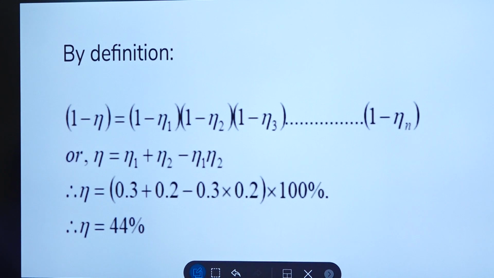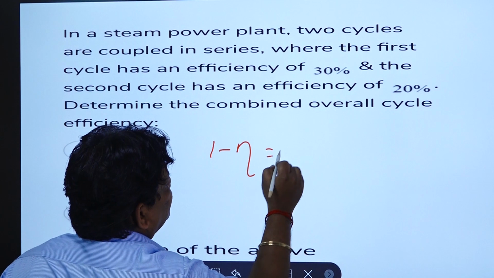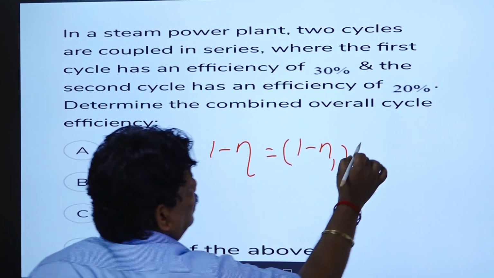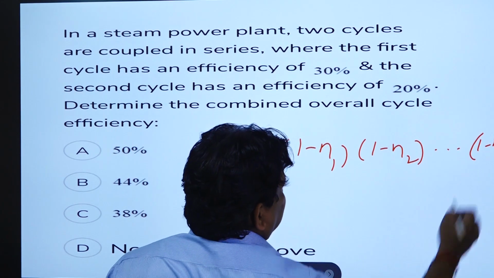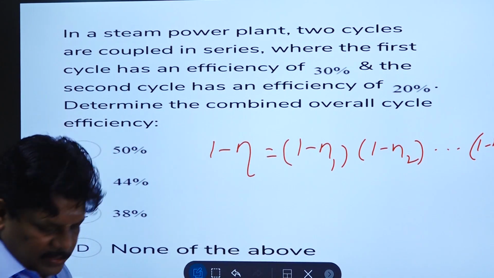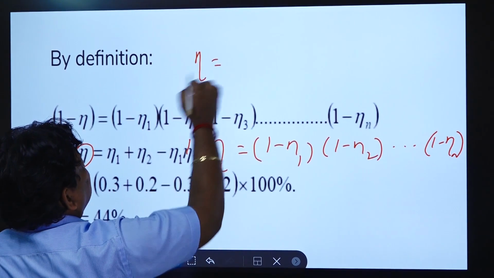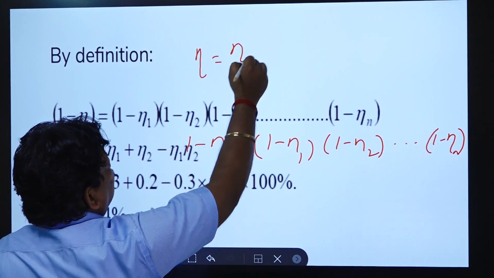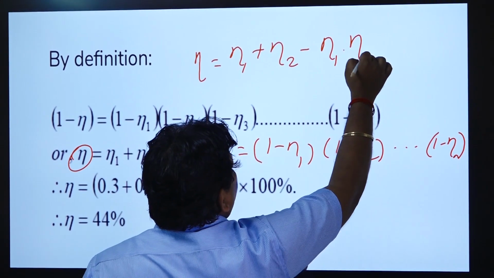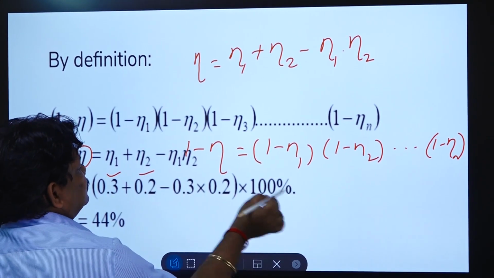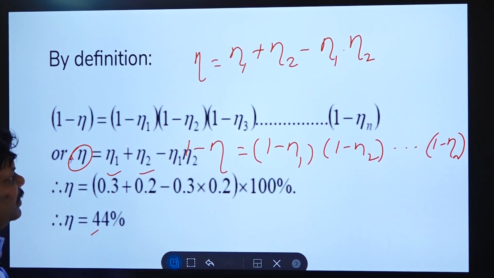So you can see here the formula: 1 minus eta will be equal to (1 minus eta 1) and (1 minus eta 2), and it goes on up to (1 minus eta n). So the overall combined efficiency eta, when you simplify this, will be equal to eta 1 plus eta 2 minus eta 1 into eta 2. You know all the values, so substitute and multiply by 100, and you will get the value in terms of percentage.